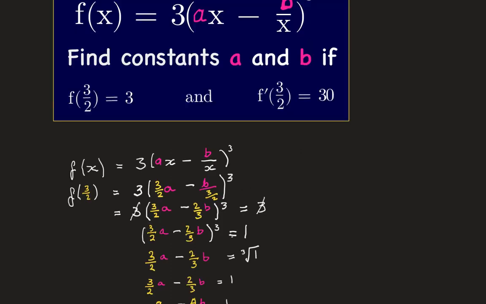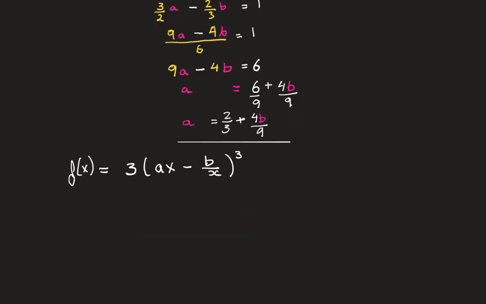So we will use this information here, that the derivative function when x is 3 over 2 is equal to 30. So we'll have to now find the derivative function of this. To find the derivative of this function, we're going to have to use the chain rule, because it's a composite function here.